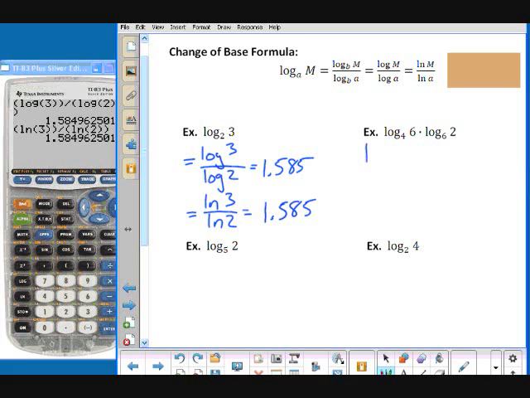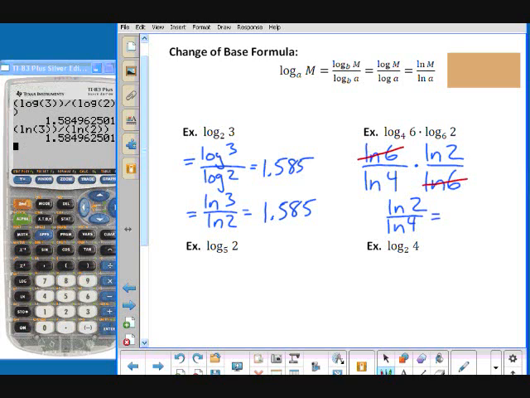So this first one I'm going to change to the natural log of 6 over the natural log of 4. And then times, this one I'm going to change to the natural log of 2 over the natural log of 6. And now this is where my knowledge of fractions comes in handy because I can cross reduce. The natural log of 6 is going to cancel out. So I'm just going to be left with the natural log of 2 over the natural log of 4.